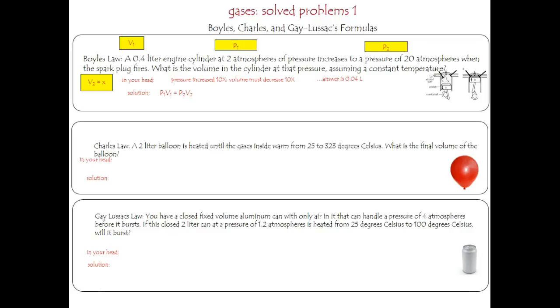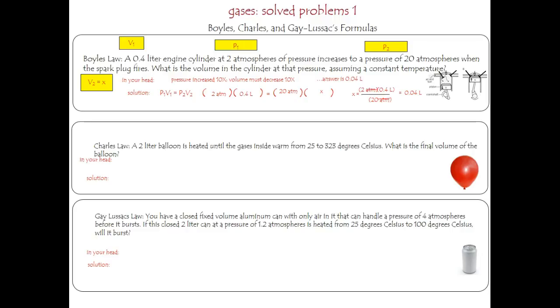We can solve that mathematically by plugging into the Boyle's law formula. 2 atmospheres at 0.4 liters of volume will be equivalent to 20 atmospheres at a greatly reduced 0.04 liters of volume, and it checks out.